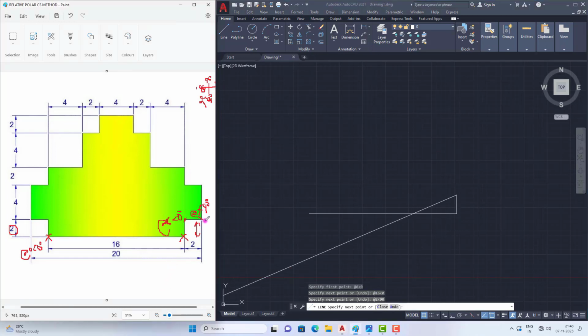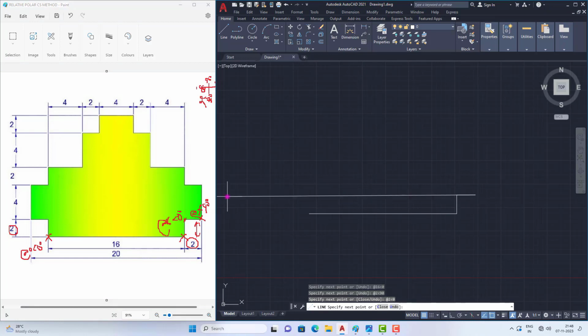Now we need to come here. This is the point we need to reach. In the x direction we need to move 2, and the corresponding angle is 0, so @2<0 and press enter. We have reached here and now we need to reach here. What is the distance? Here it is 4. So @4<90, to the top I need to move 90 degree, and press enter.